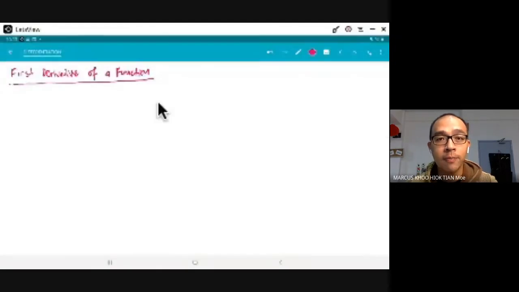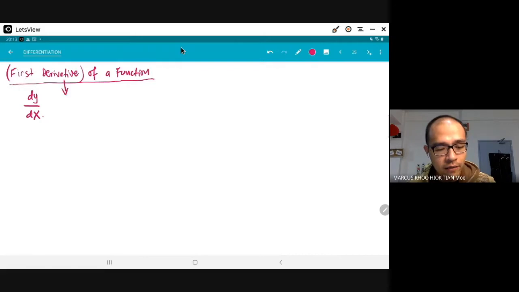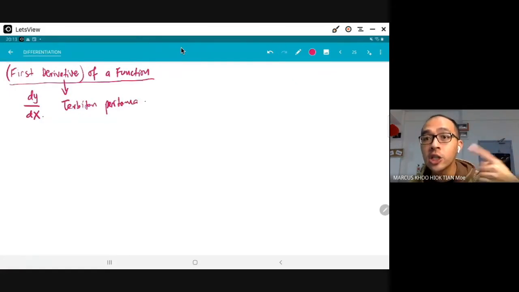We are going to be looking at the first derivative of a function, otherwise known as dy dx. This is the first derivative. In Bahasa Melayu, first derivative is called terbitan pertama. Basically it means when you differentiate a function one time, so we call it the first derivative. So actually, a certain function.